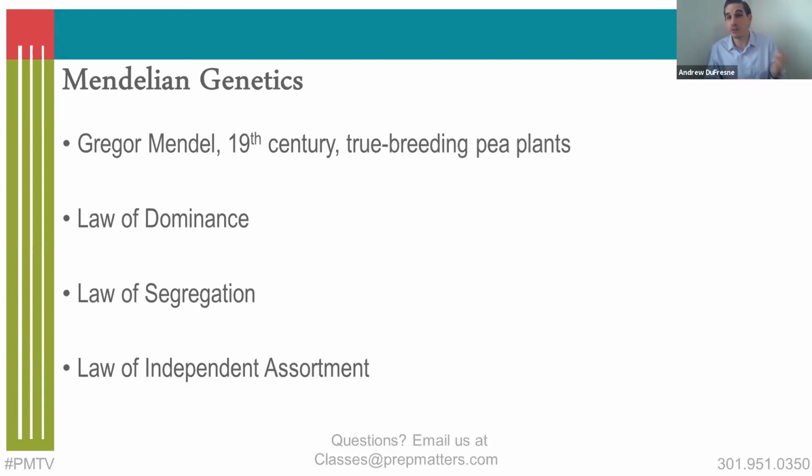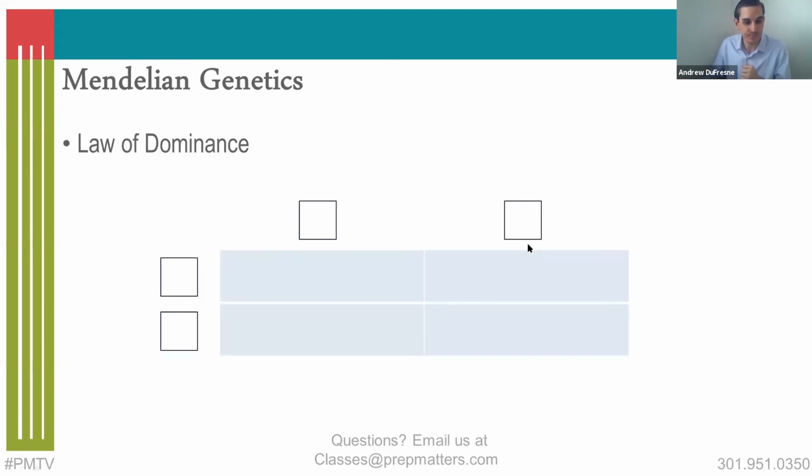And it's an interesting caveat to how his research went, because it led him down this road of these 3 laws. These are the ones you're going to want to be familiar with: dominance, segregation, and independent assortment. But it really was based on his working with true breeding pea plants. The law of dominance. Okay, now what I was hoping to do here was write in these boxes.